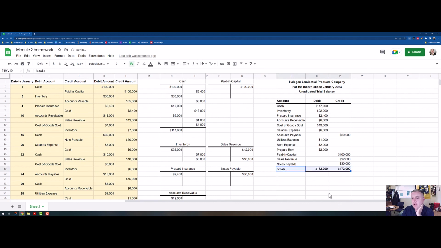Now, the last thing I want to note here is that usually when you have an unadjusted trial balance, or any trial balance for that matter, you're going to list the balance sheet accounts first, followed by the income statement accounts. The reason for that is because you want to organize it in the way that you're going to set up your financial statements. So you're going to have assets, liabilities, shareholders' equity accounts, and then revenues, expenses, gains and loss accounts at the bottom. And then within assets, you're going to organize them between current and long term.